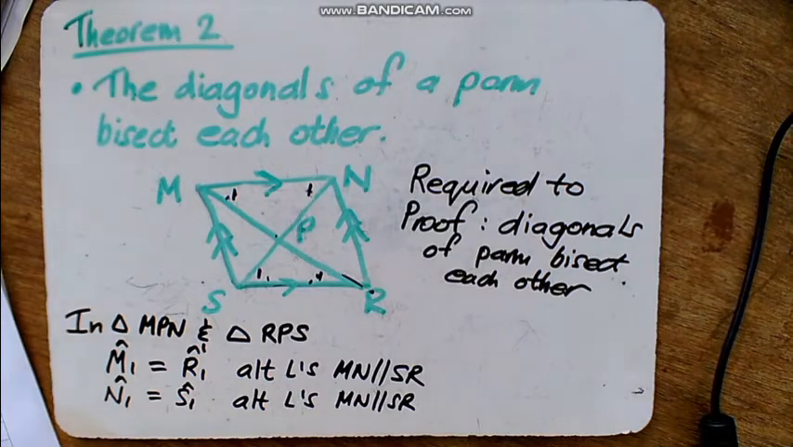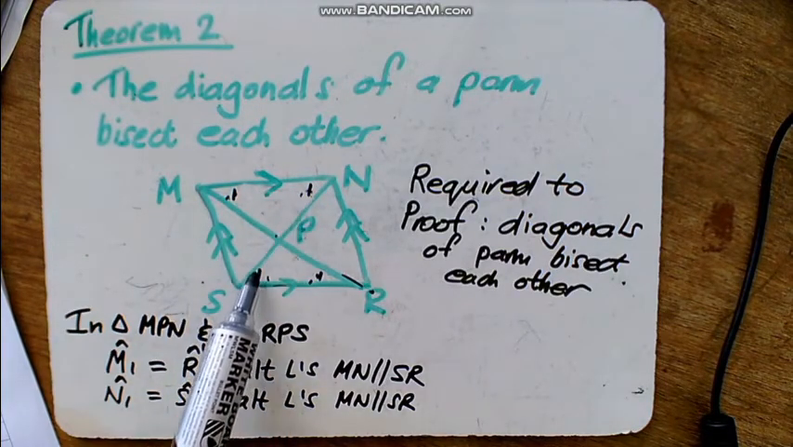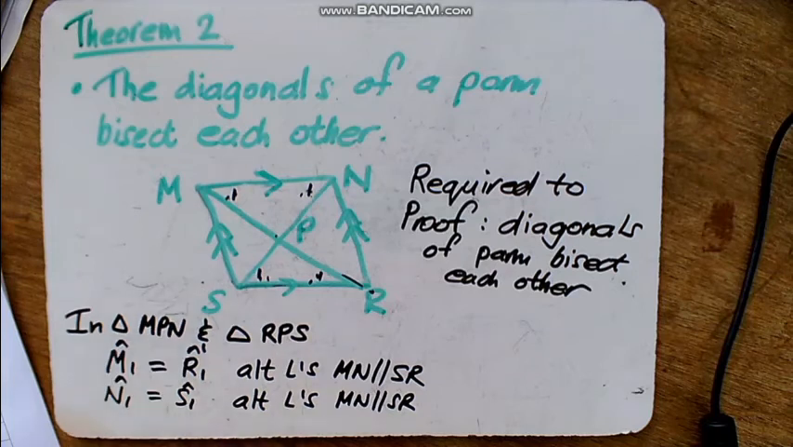Again, we can see that N1 is equal to S1. So N1 is equal to S1. Again, those are also alternate angles, MN parallel to SR. All we need is something to give us size, because we have an angle and an angle thus far. All we need is size.